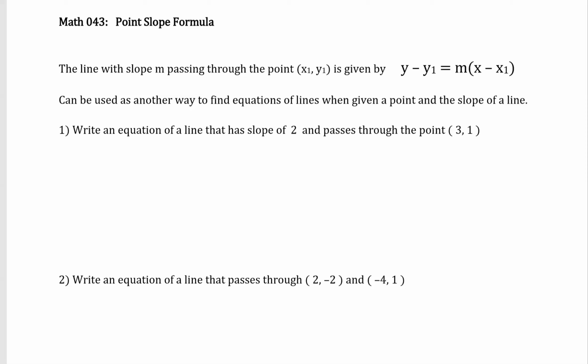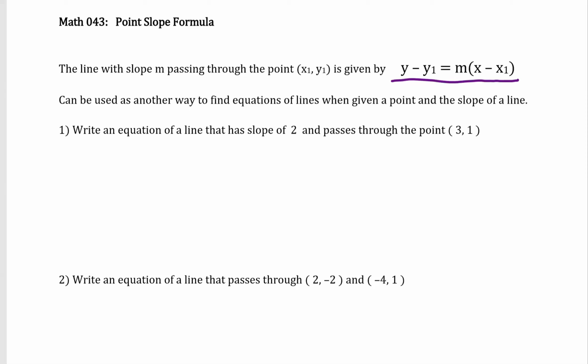The line with slope m passing through the point x1, y1 is given by y minus y1 is equal to m times x minus x1. That is the point slope formula because the point is x1, y1, and the slope is m. This formula can be used as another way to find equations of lines when given a point and a slope, and then you can solve for y and put the equation in slope-intercept form.